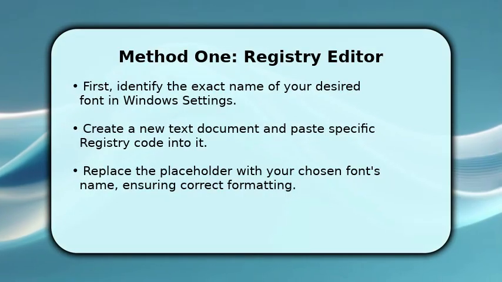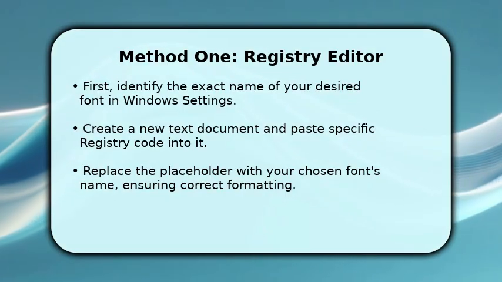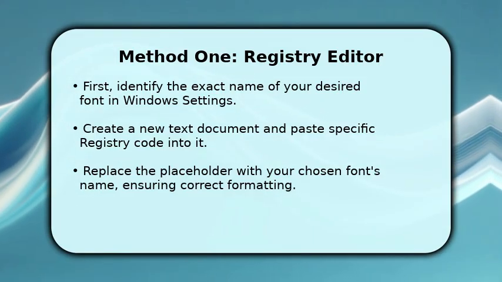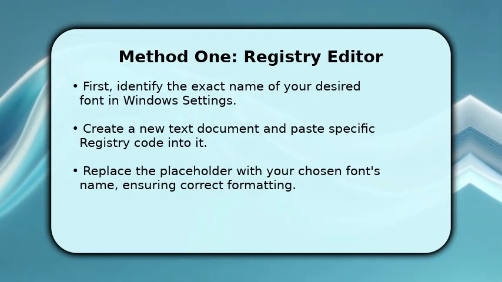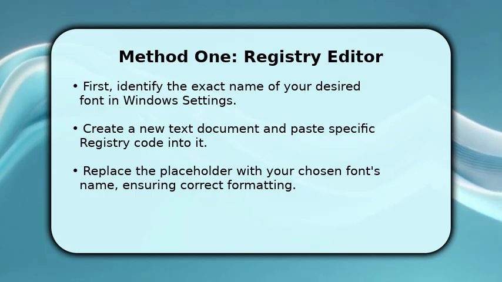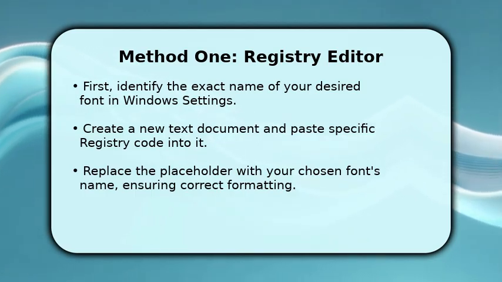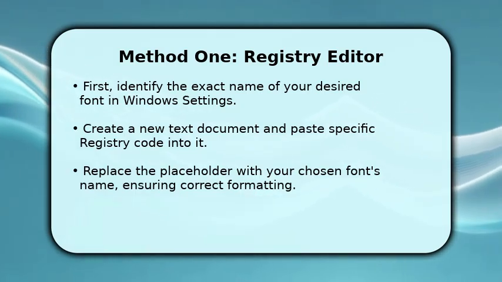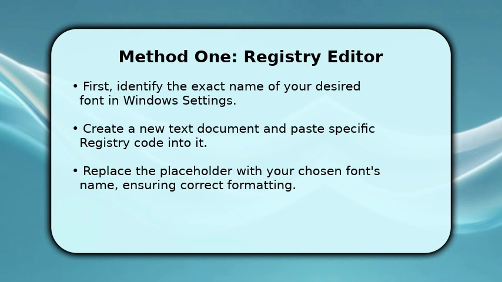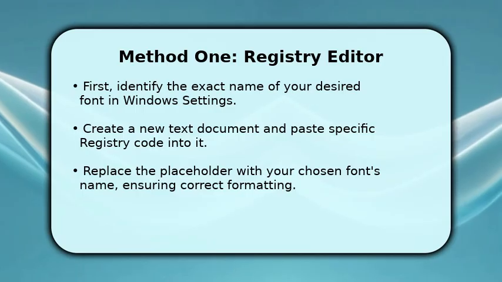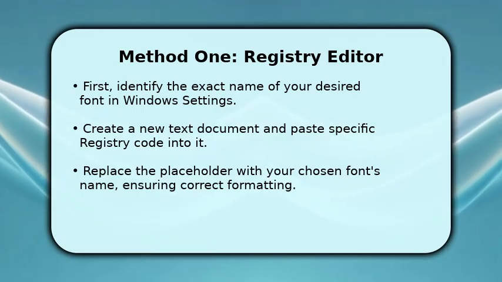The first method involves using the registry editor, which requires careful attention. Begin by opening your Windows settings and navigating to the font section to find the precise name of the font you wish to use. Next, open Notepad and paste a specific code snippet, replacing the placeholder text with your chosen font's exact name. Save this file with a .reg extension, then double-click it to merge the changes into your system's registry. A quick restart of your computer will then apply your new default font.